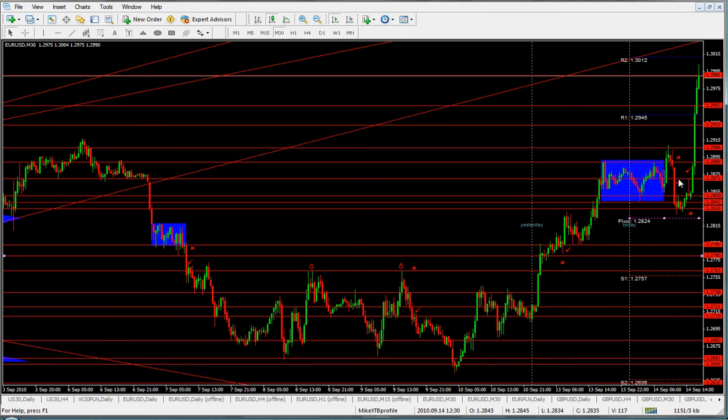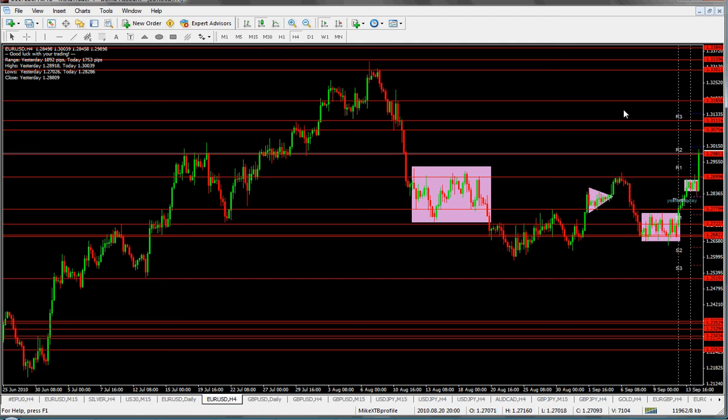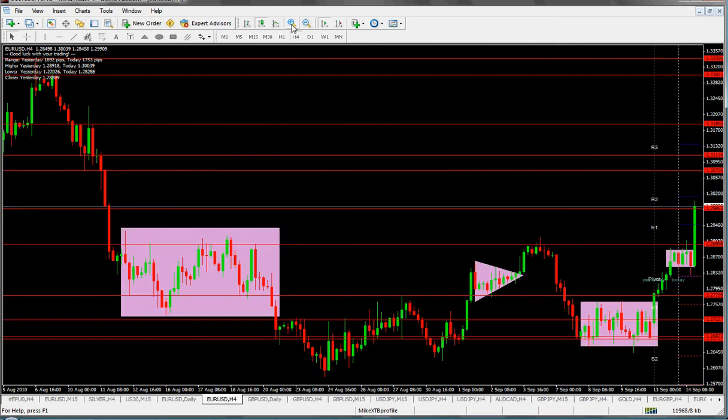So let's take a look at another one. This trade here, you see, this looks and it is a continuation pattern.